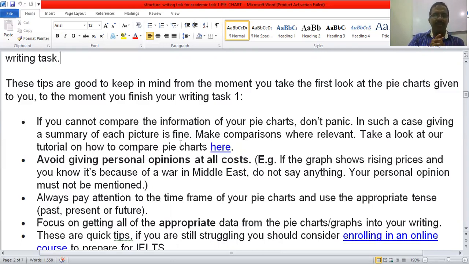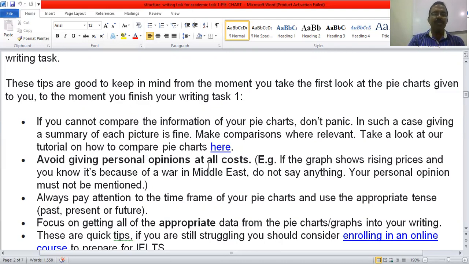Make comparisons where relevant. Comparison means you will compare that the amount of meat consumed by such and such people is comparatively higher than B people, city people, rural people, whatever it is. So you will compare like this: one group of people have used more meat, and one group of people have used less meat. That is comparison. Take a look at your tutorial on how to compare a pie chart. I've already shown you the picture of the pie chart in the beginning of the lecture.